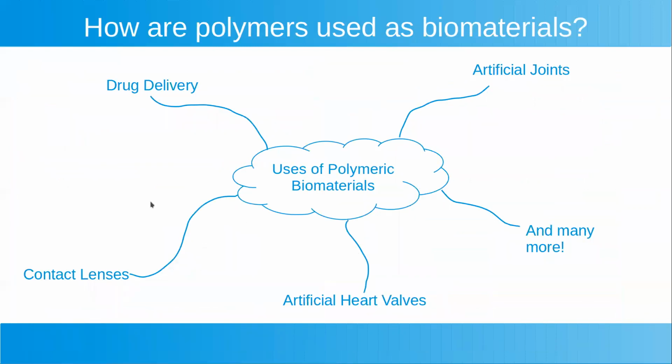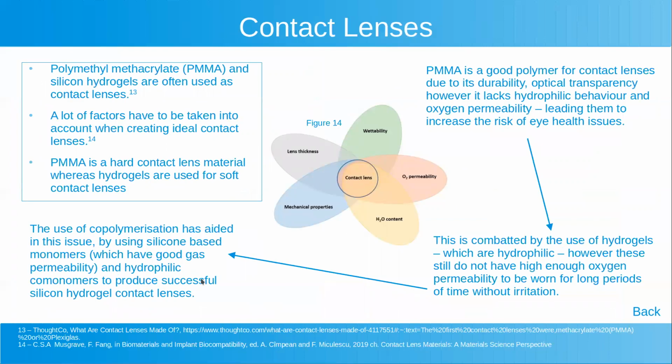Our third use of polymeric biomaterials is in contact lenses. Now, contact lenses are quite difficult to find suitable materials to make them of, because there are so many factors they have to be ideal to place into the body, place onto the eye. So things like wettability, O2 permeability, water content, mechanical properties, and lens thickness all need to go into the contact lens. So some of the common materials used are polymethyl methacrylate and silicon hydrogels.